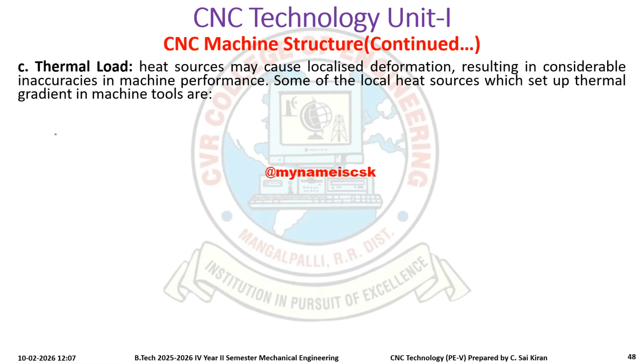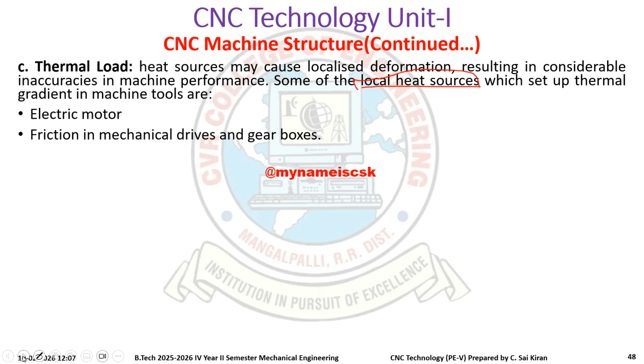Next, thermal load. After vibration, we have to overcome the thermal load. There are some heat sources which will set up the thermal gradient or which will increase the thermal loading. The first one is the electrical motor. When the motor is running continuously 24 by 7, heat is generated by that motor and it will be dissipated to the other parts.